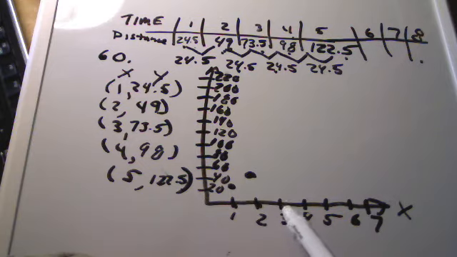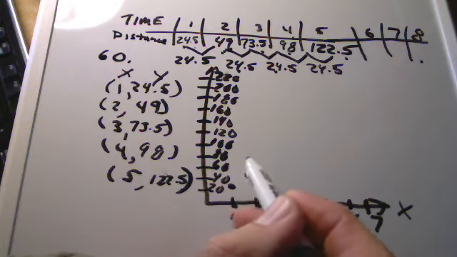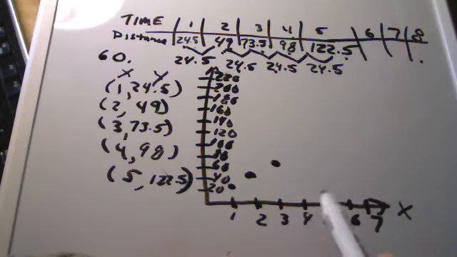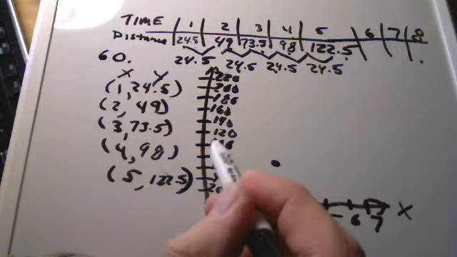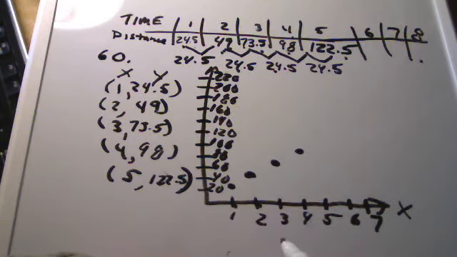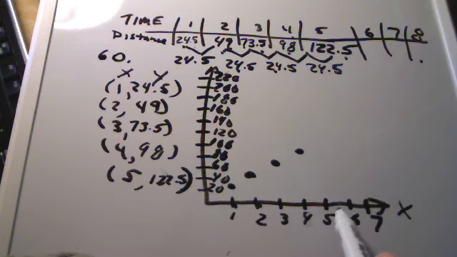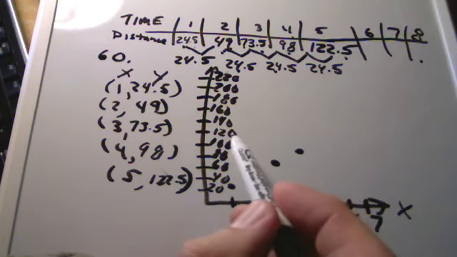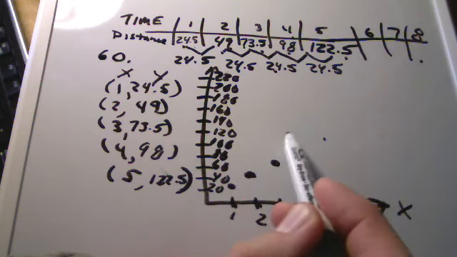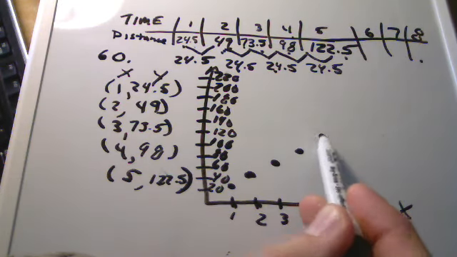3 is 73.5. 73.5 is about right here, a little bit after the 60, not quite 80. 4 is 98. There's 100. That's going to be really close, so I'm going to put it almost right on top of that 100. So far, I'm getting what looks like a straight line. 5 is 122.5. So here's 120. It's going to be a little bit after that. So if I can kind of guess and pull it over, 5 over 122 up, that's where that graph is.